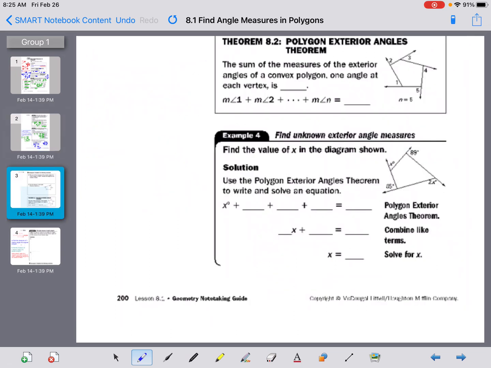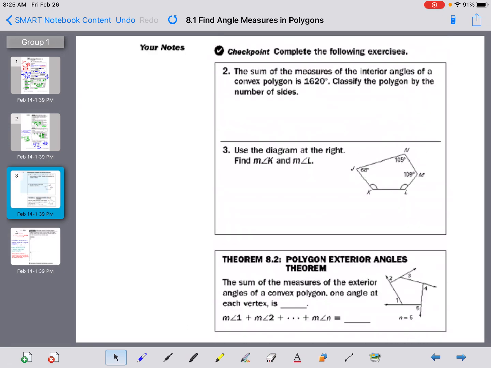All right, moving on to page 3. It says the sum of the measures of the interior angles of a convex polygon is 1,620. Classify the polygon by its number of sides. So again, they've already added all my angles. They did the work for me. I have to go backwards to find the number of sides. So this is where I do my n minus 2 times 180. Already got me an answer of 1,620. I need to work backwards to find out what that n was.